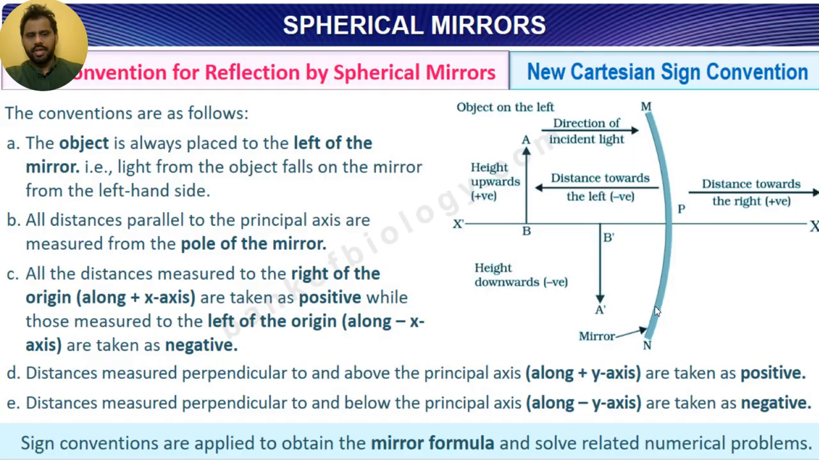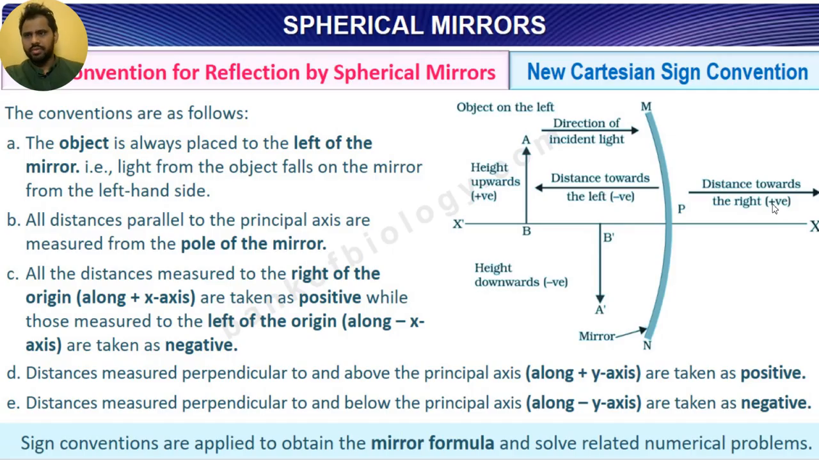This is our concave mirror MN, and this is the x-axis, X dash and X. So what happens? Distance towards the left side, anything towards the left of the mirror, is taken as negative. So if an object is placed in front of the mirror, the object distance will always be negative. Height upwards, if any object is tall and height upwards, it will be positive. Height downwards will be negative. Okay, distance towards the right will be positive.